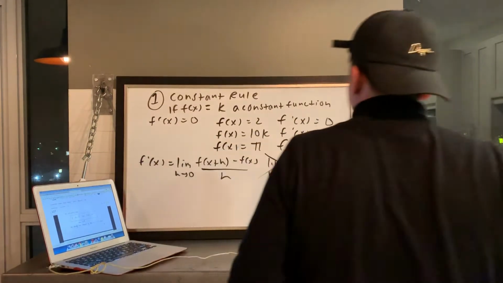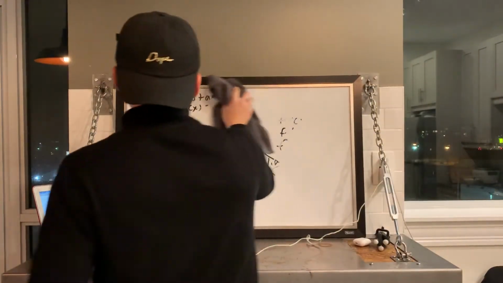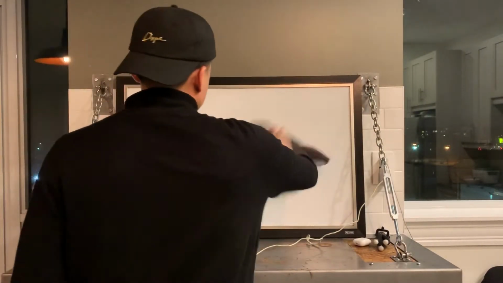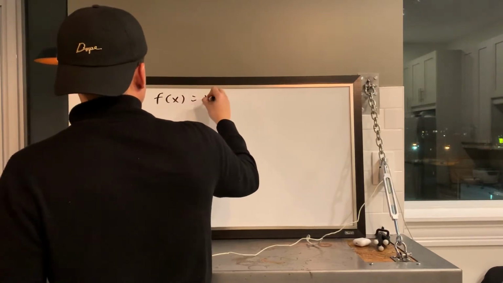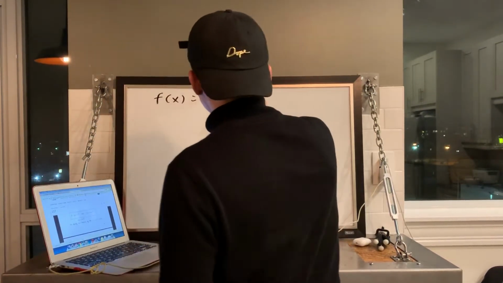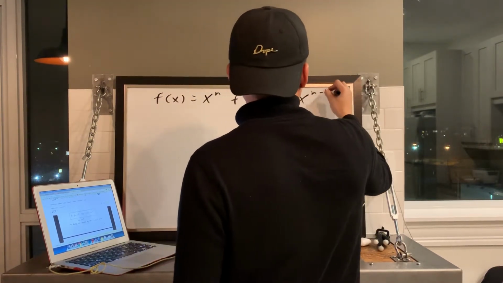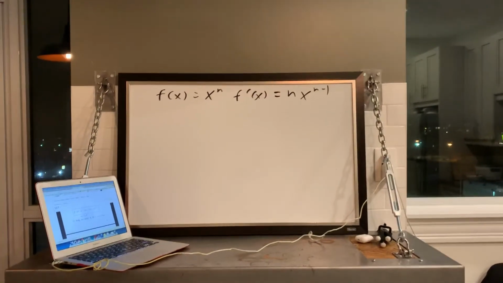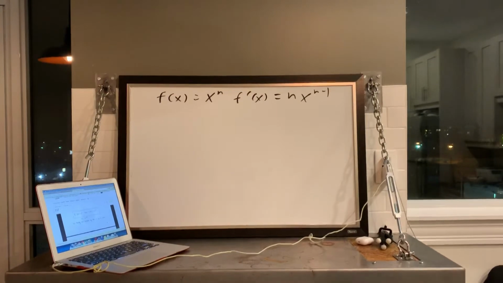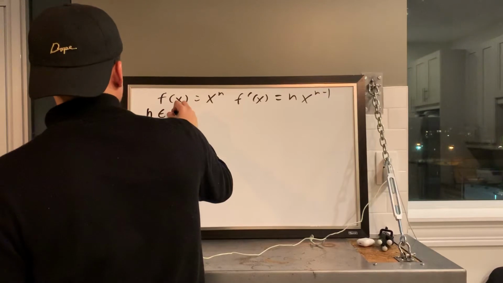So let's now talk about something we call the power rule. That's going to be very important for us to find these derivatives. With the power rule, if f of x equals x to the n, then f prime of x is equal to n x to the power of n minus 1. You drop the n in front, and then you do n minus 1. That's what we call the power rule. Now, n has to be an element of the real numbers, of course.